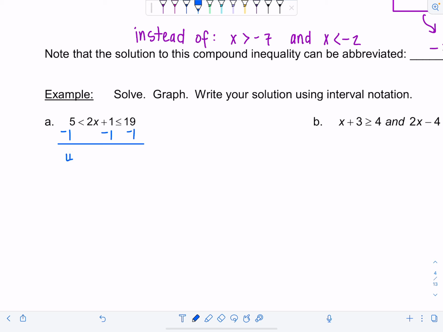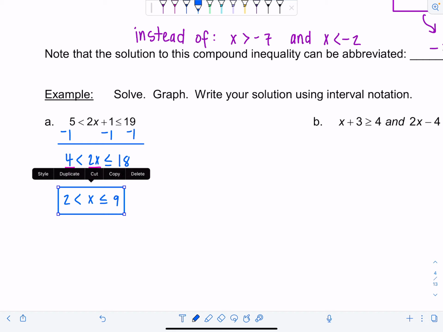So we're going to have 4 is less than 2x is less than or equal to 18. And then the next thing I need to do is divide through by 2. So we're going to have 2 is less than x is less than or equal to 9. And notice the variable's isolated. So now it's just a matter of graphing this. All right, not too bad.